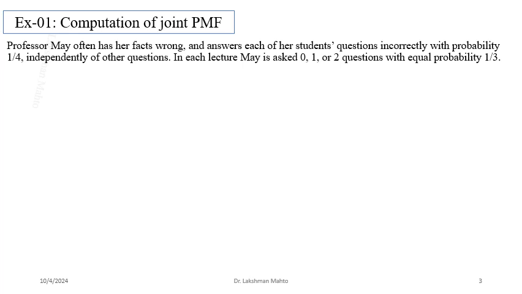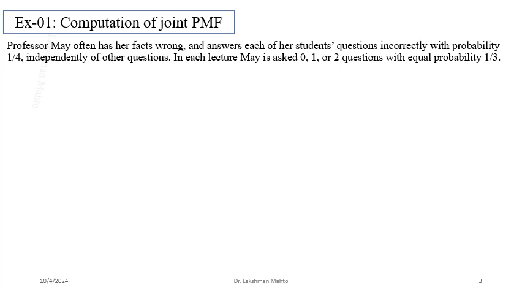with probability 1 by 4. That means if you are asking a question, then what is the probability of being a right answer? It would be 3 by 4. And what is the probability of being a wrong answer? It is 1 by 4. So it is not like she is always giving the correct answer. So there is some kind of incorrect answer. Okay. And it is independent of other questions.